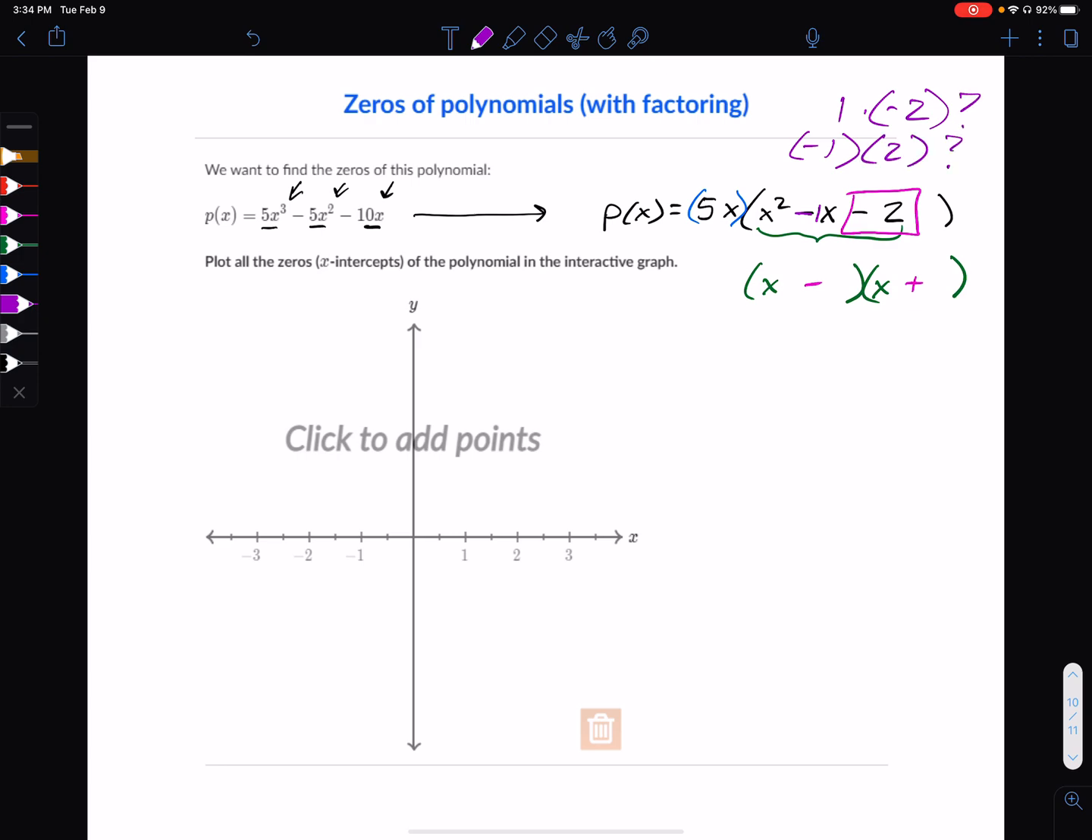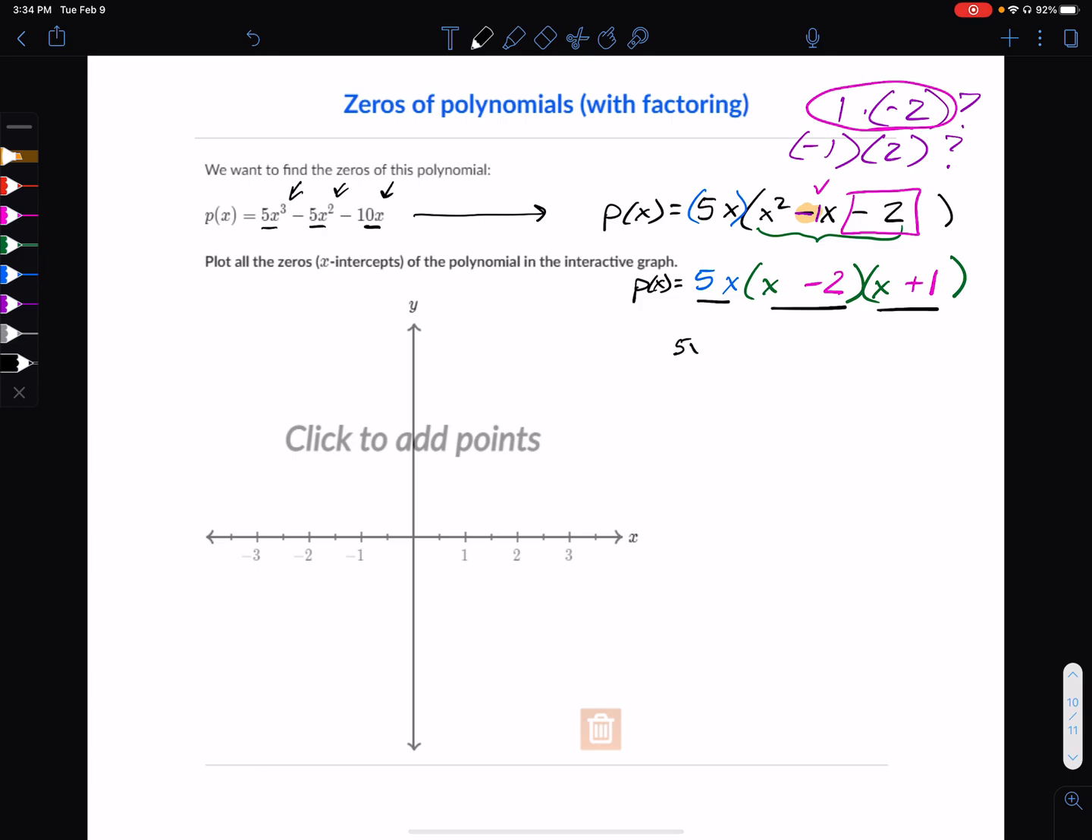Which one is it? Well, I got a clue for you. Whenever the b term is negative, you're going to make the bigger of your two factors the negative one. So we're going to go with this factorization, -2 and +1, okay? Because that'll get you the correct b value. Okay, so bring everything down. We've got 5x times these two factors, and that's going to give us our zeros.